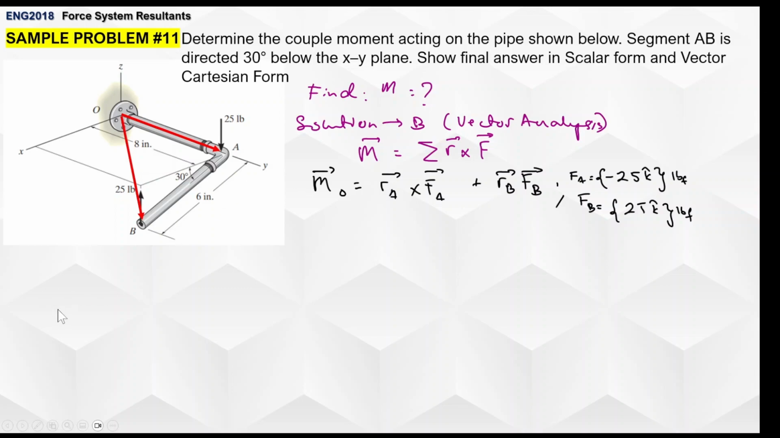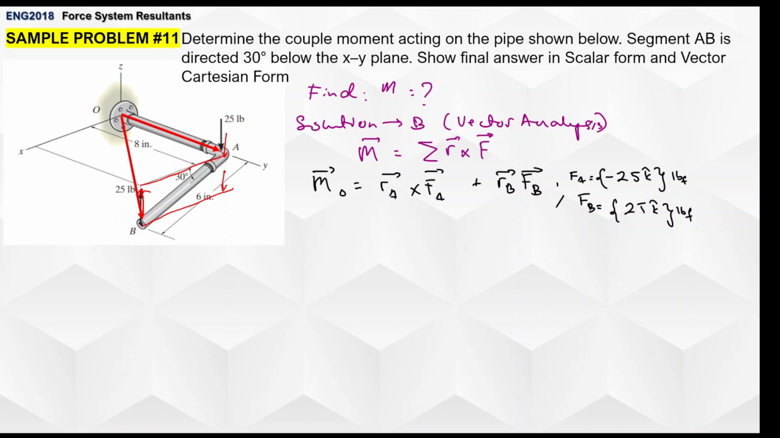Just imagine that again. It is this one, or this one, creating that couple moment. We can move the force down because of the principle of transmissibility.